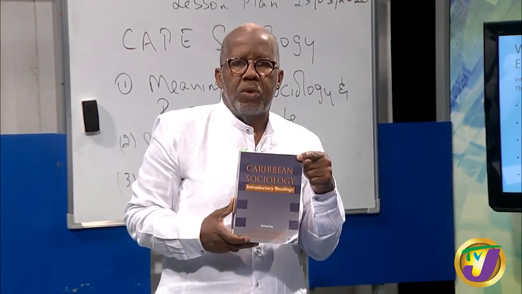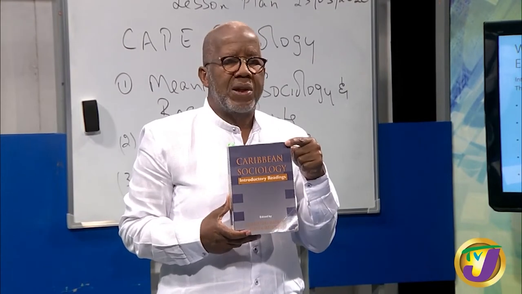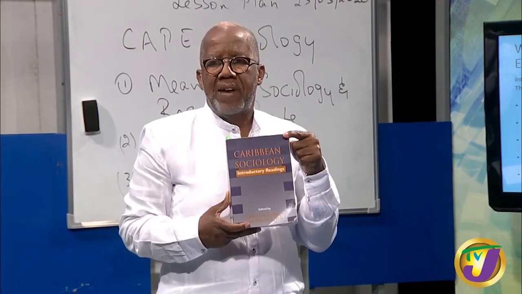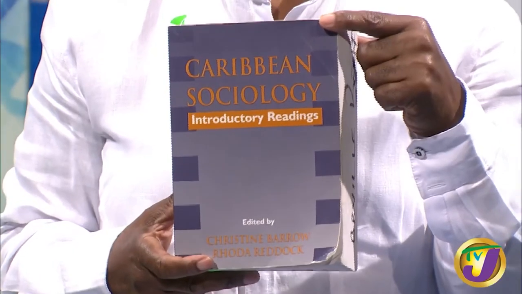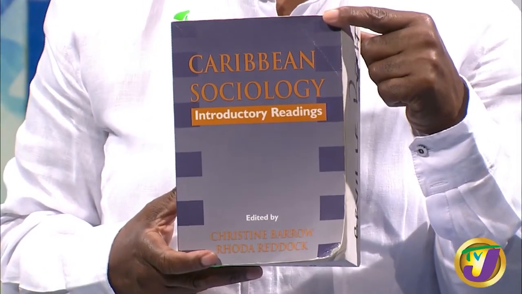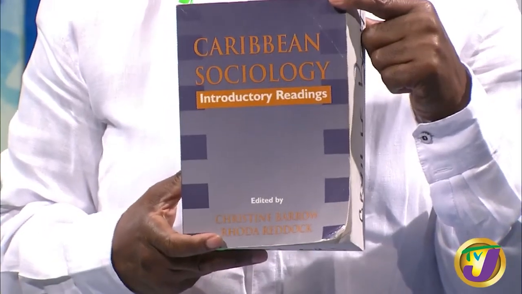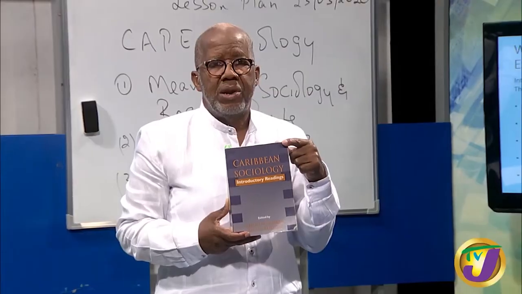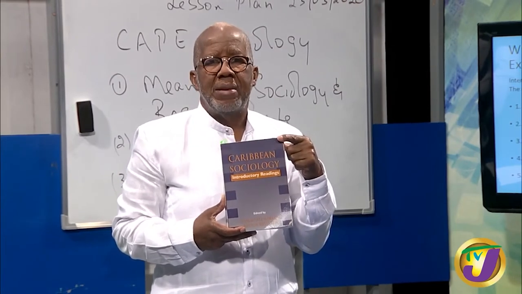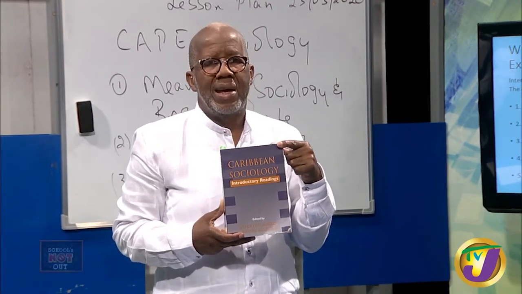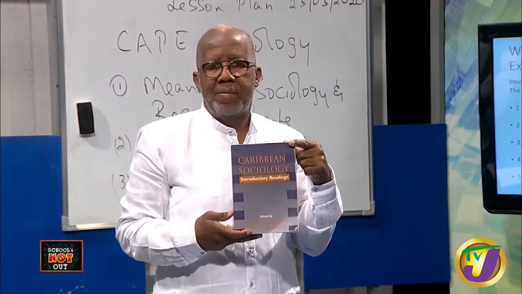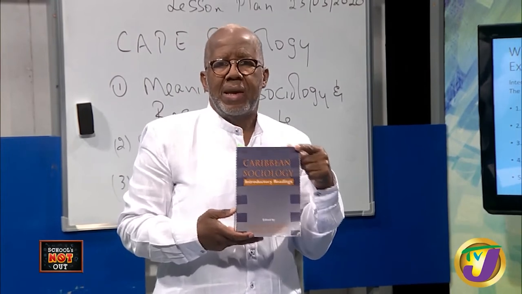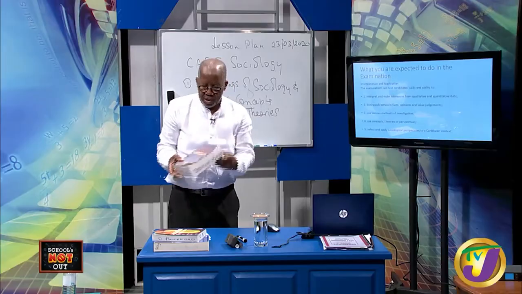So you go in it to look for a specific thing. For example, if you're doing family, there are about 5 articles on families. If you're doing social stratification, there are about 6 articles on social stratification. And so this is a reader. It should supplement the other text where you want to expand and see what different theorists have to say about the various concepts: family, social stratification, Caribbean social theories, as the case may be.